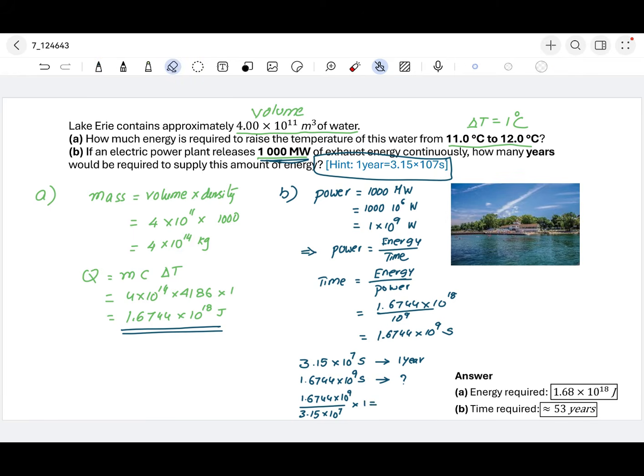So that's it. Use the calculator. 1.6744 times 10 to the power of 9 divided by 3.15 times 10 to the power of 7. The answer is nearly 53.15 years. Next problem.